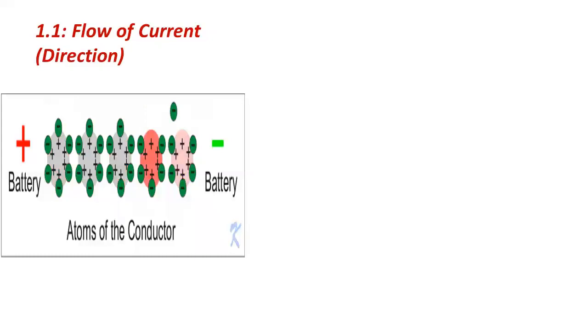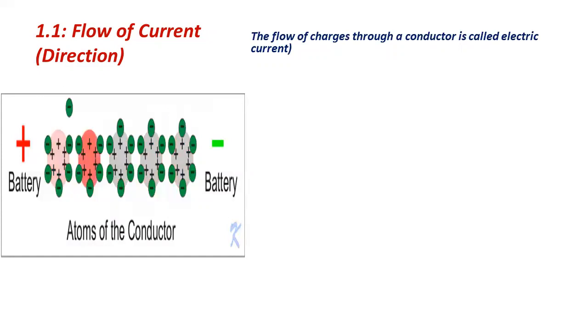Flow of current, or what is the direction of current to flow? The flow of charges. What is current? The flow of charges through a conductor is called electric current. What is a conductor? A material which allows the electric current to pass through it is called a conductor. So the flow of charges through that material which allows the current to pass through it is called electric current.